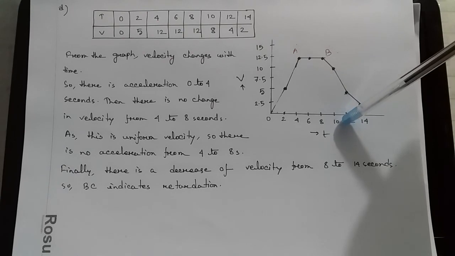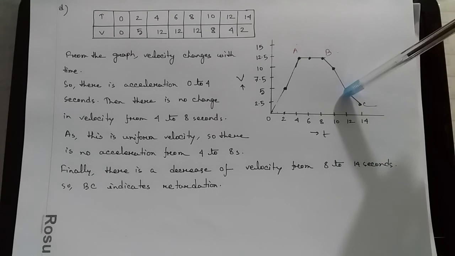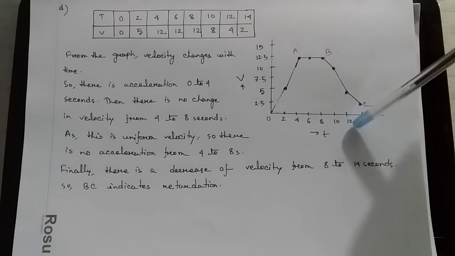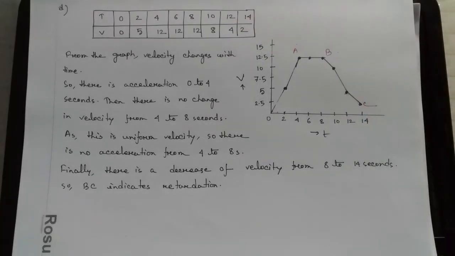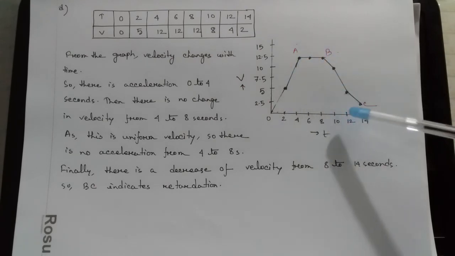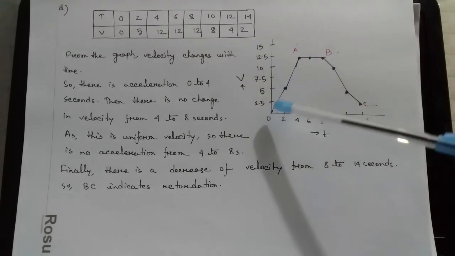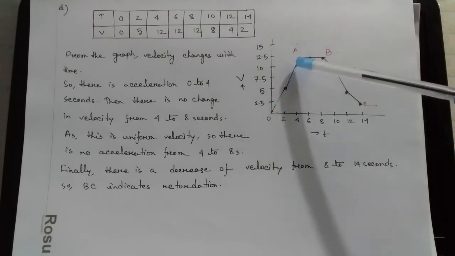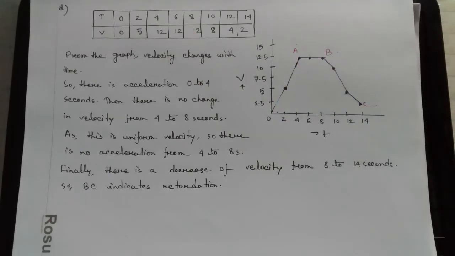But for 12 seconds, the velocity has reduced to 8 meters per second, then 4, and then 2. For 14 seconds, the velocity has finally reduced to 2 meters per second. Once we have these points and project the lines, we get the graph like this. From this graph, we have to analyze the changing velocity.